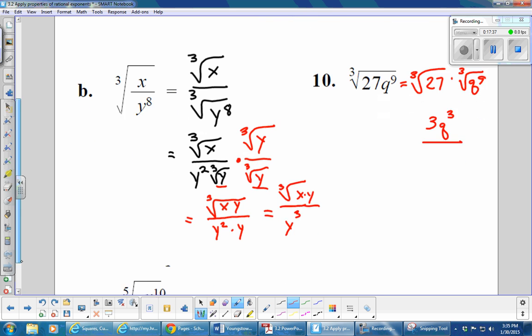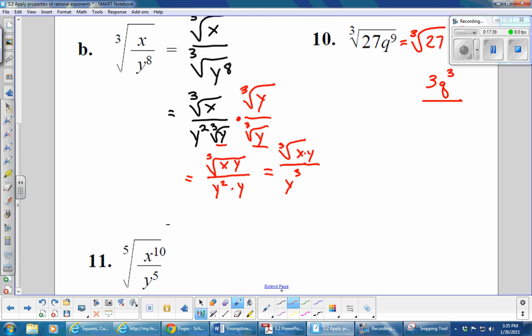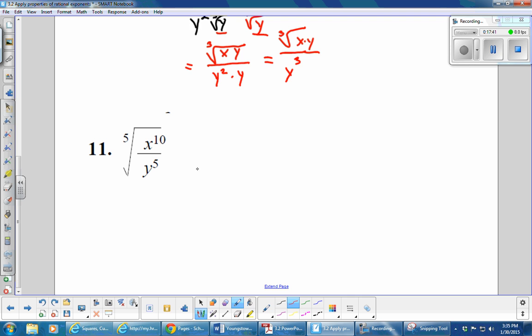Okay, good. One last problem. Let's see how we're doing. We got this one right here. If you're looking at this, you might want to separate the two, but you don't have to. If you want to do it in one step, I'm fine with that. Just make sure you get the right answer. Okay, divided by the fifth root. Yeah, because you might have seen this one right off the bat, which is okay.